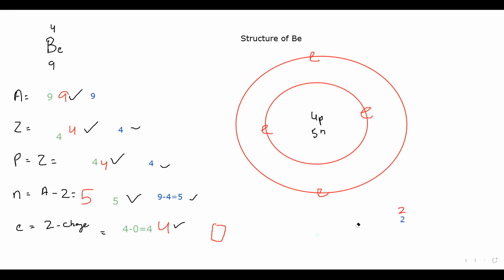And what about the electronic configuration? The electronic configuration shows how the electrons are arranged in the shells. In the first shell we have 2, then in the second shell we also have 2. When we write for different shells, we just put a comma between them, like first shell 2 electrons, second shell 2 electrons. So this is the electronic configuration for beryllium. Is it clear?